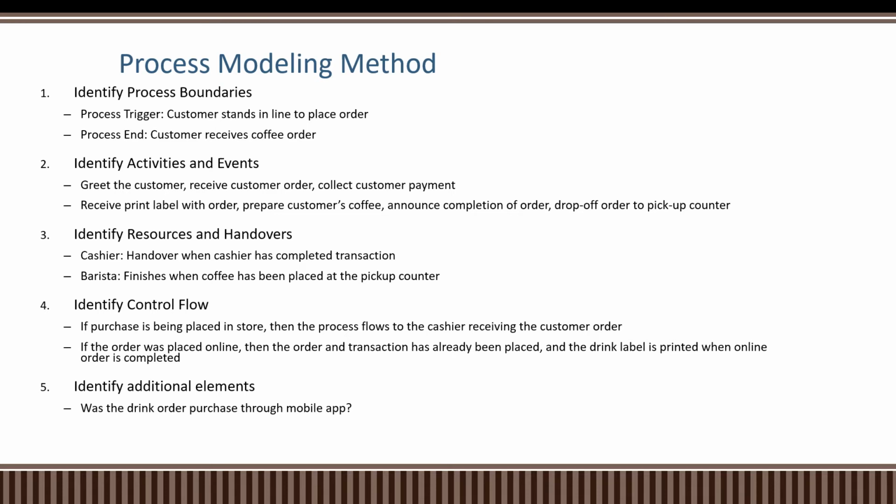Some of the control flows for the diagram are whether the purchase was placed in store or was an online placed order. If the order was placed in store, the process flow would continue with the cashier to place the order and place the payment to the cashier. And if the order was placed online, then the transaction and the order have already been completed and the drink label was already printed out for the barista. And the additional element here would be, was the order placed through the mobile app?